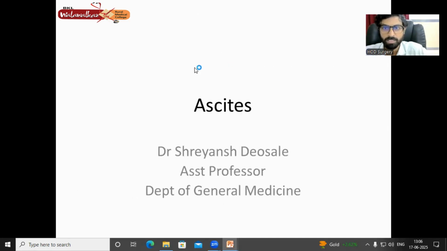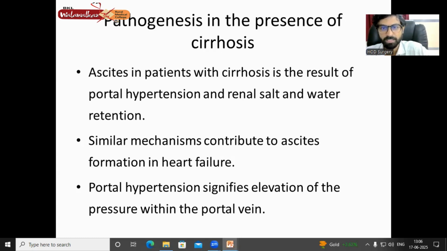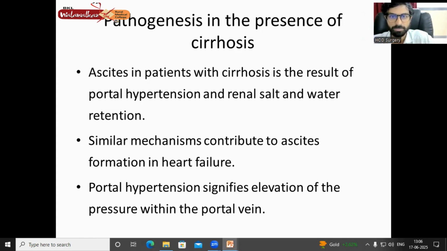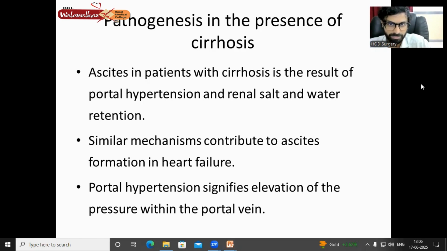Firstly, we will see the pathogenesis of ascites. We'll talk about the pathogenesis in two scenarios. First scenario is the pathogenesis in the presence of cirrhosis, and second one is the pathogenesis in the absence of cirrhosis. In the presence of cirrhosis, there are several mechanisms which contribute to the accumulation of ascitic fluid.